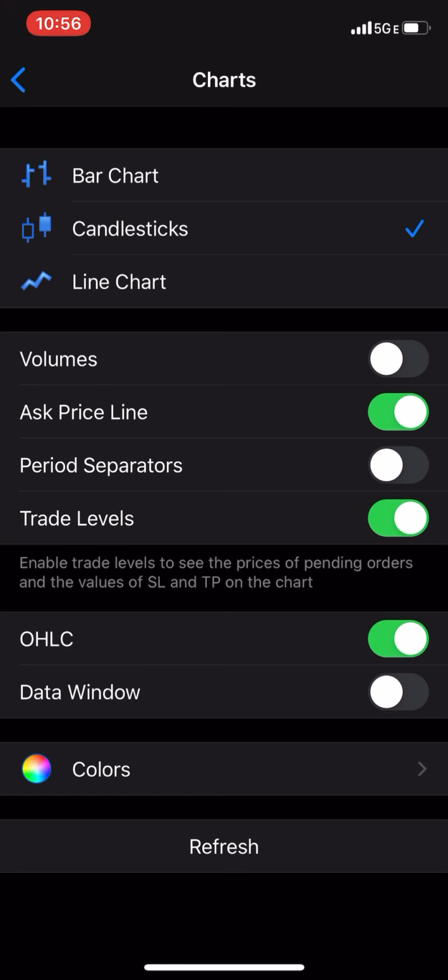See, look at that, even me. I'm learning as we're going through this video, and I've been using MetaTrader for years.